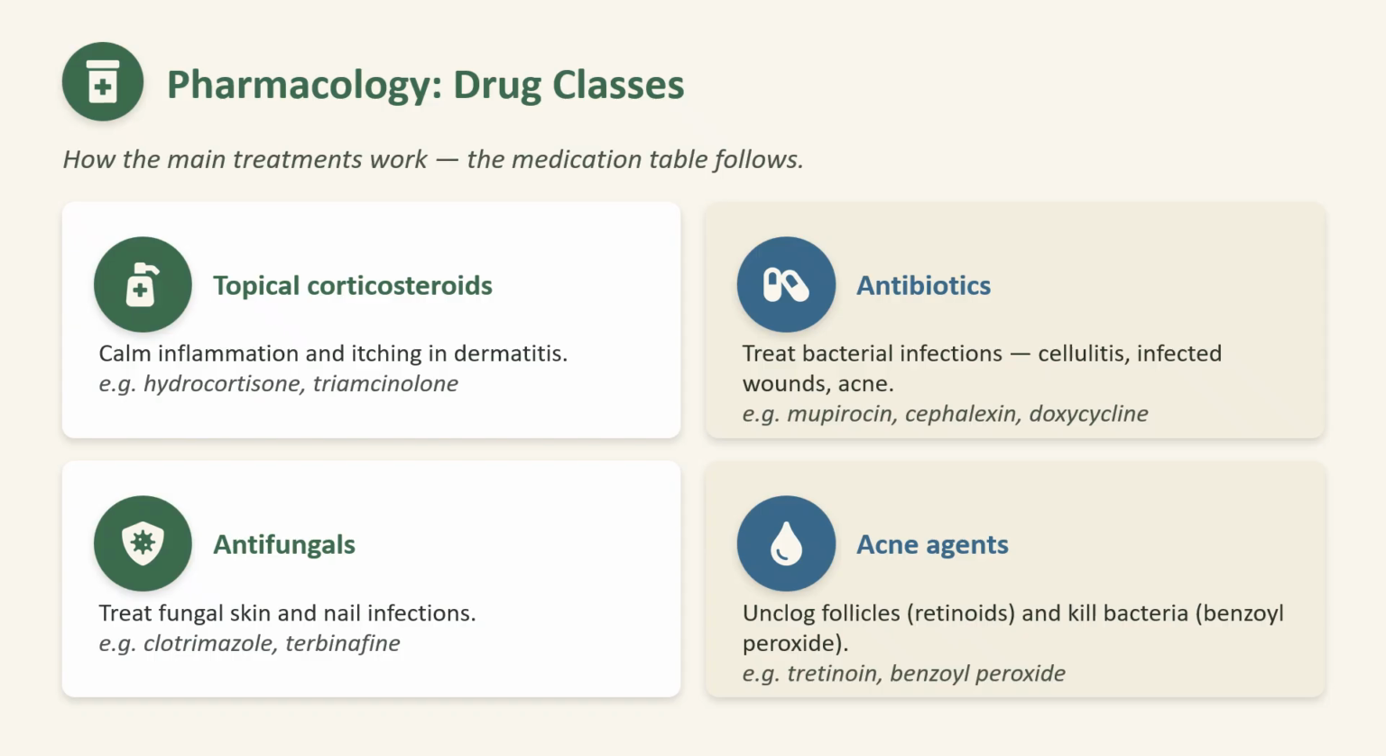And fourth, the acne agents. These work in two ways. Retinoids like tretinoin unclog the follicle by normalizing how the skin sheds, and benzoyl peroxide kills the C. acnes bacteria. They map directly onto the four drivers of acne we saw earlier. Keep these four categories in mind: steroids, antibiotics, antifungals, and acne agents as we look at the specific drugs.